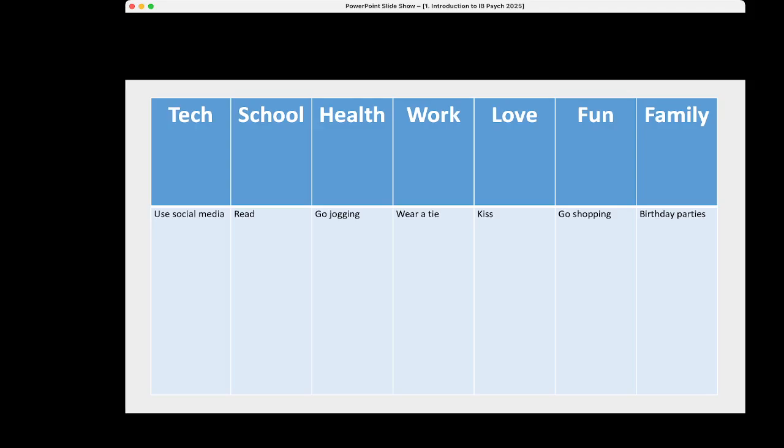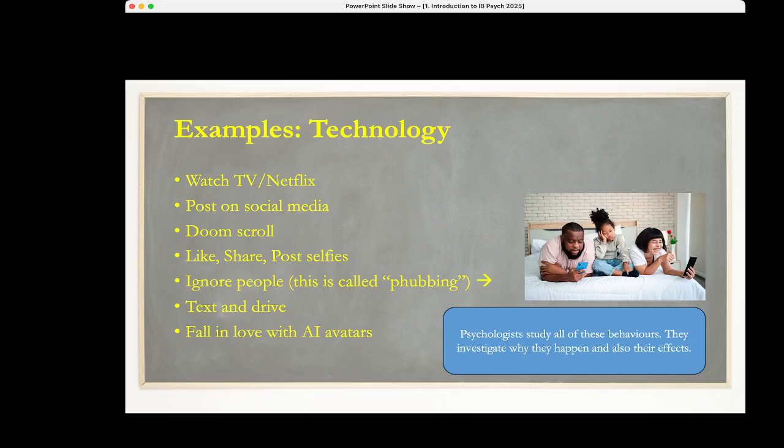And so hopefully they can just come up with a few behaviors. And really the goal here is just to get them thinking about the real world, because the more that students can start to see interesting behaviors out there in the world and bring them to the psychology classroom, the more engaged they're going to be.